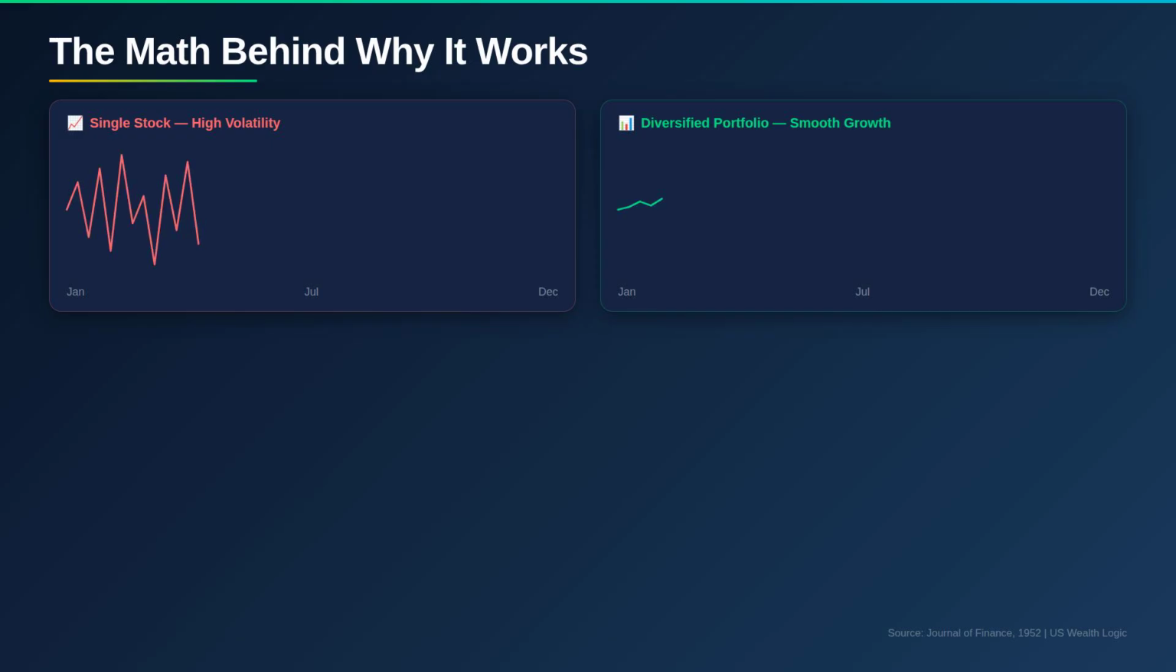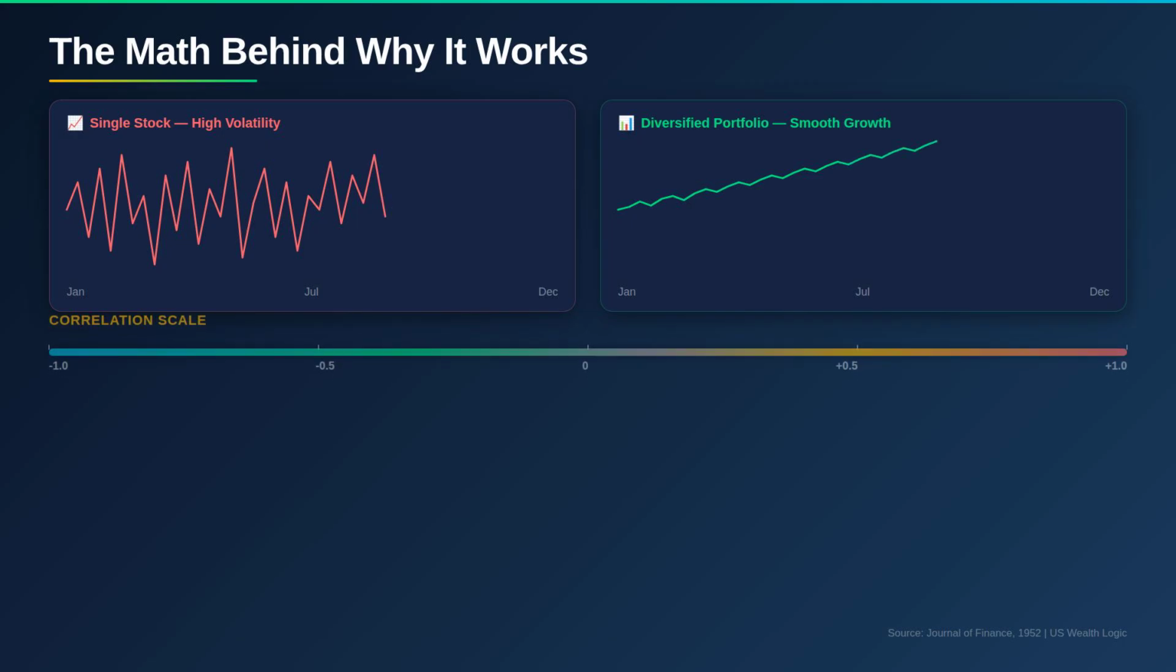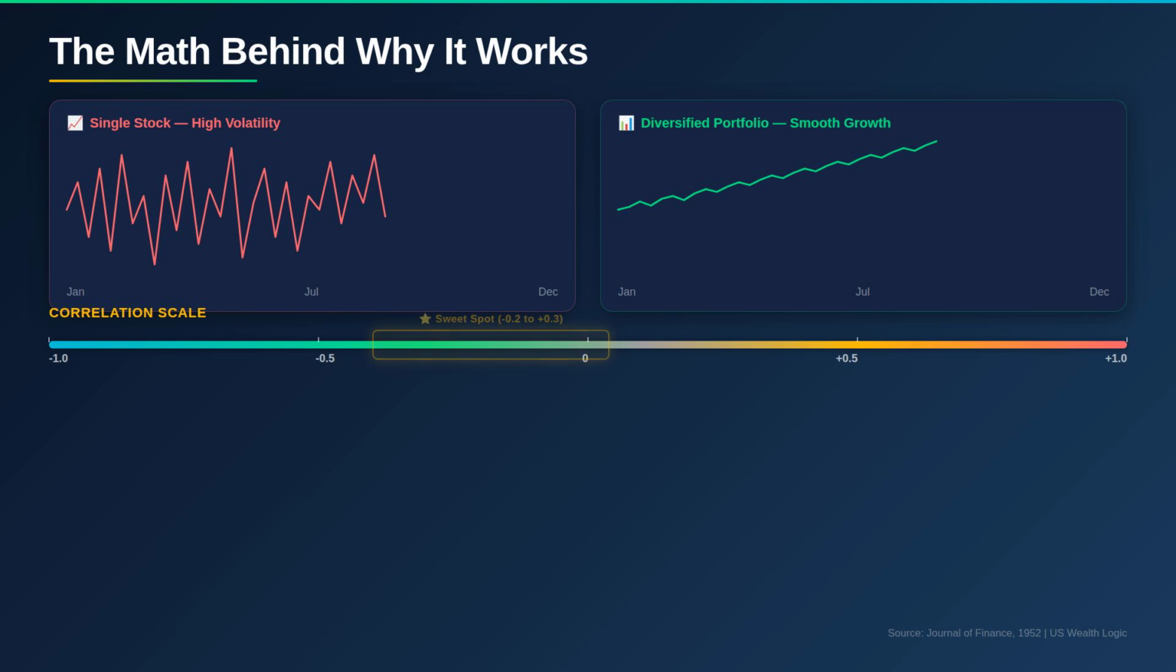The magic of diversification comes down to a concept called correlation. That's simply a measure of how two investments move relative to each other. When stocks drop, high-quality bonds often hold steady, or even rise. That's low or negative correlation, and it's the engine that powers diversification.